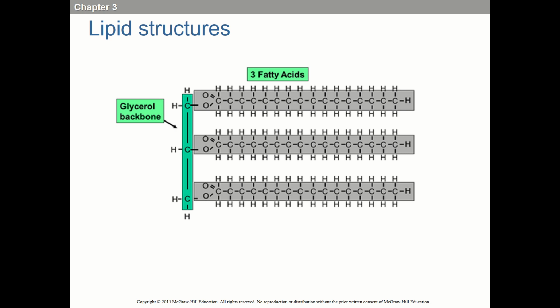But these 3 fatty acids, I don't like how this is actually shown right here because this is showing 3 saturated fatty acids. Now that's not how most things are most of the time. Most of the time it would be a saturated fat, a polyunsaturated fat, and a monounsaturated fat, or 2 saturated fats or something like that. Does that make sense to everybody?